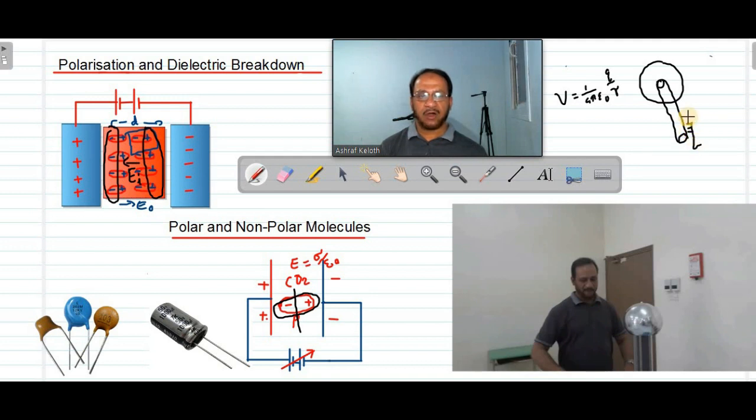From the metallic comb, electrons are continuously sprayed onto the belt by corona discharge, and the belt is continuously moving like this. So the charges on the belt will be carried to the smaller metallic sphere. The smaller metallic sphere and the larger metallic sphere are internally connected, and as per the equation we can see that the potential of the smaller sphere will always be high.